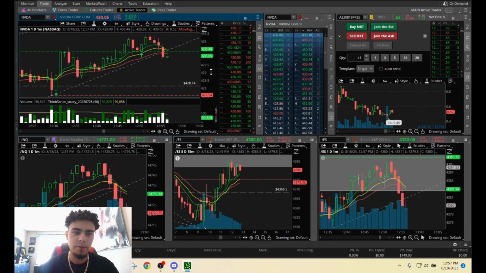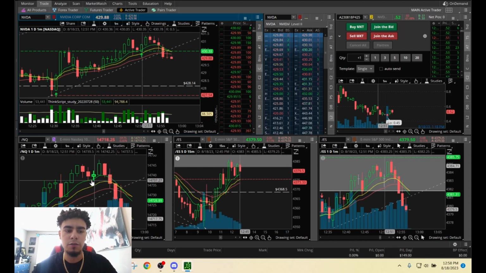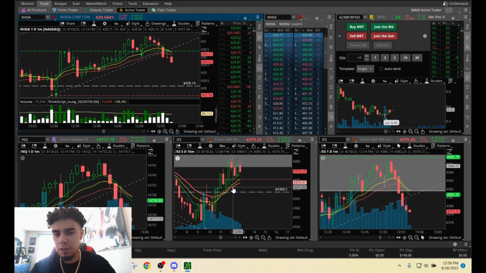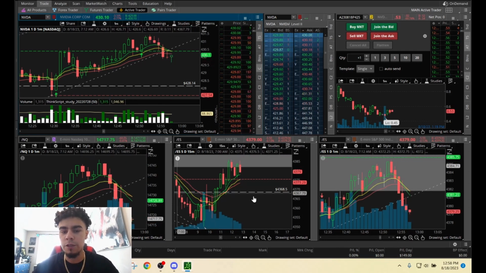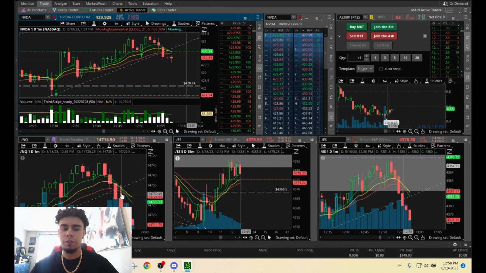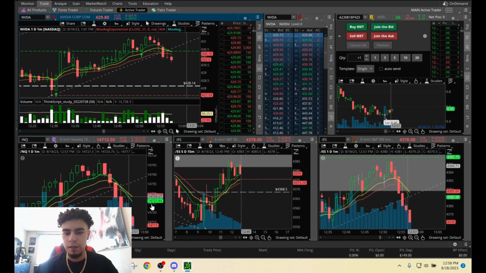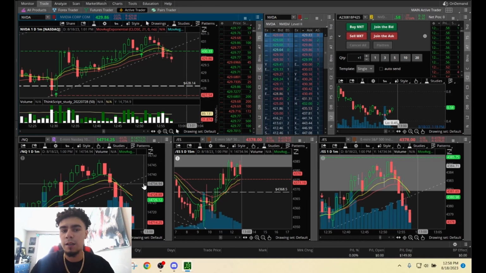Right now on my screen, you can see I have NVIDIA open on the top, and then on the bottom I have NQ, which is the NASDAQ futures, and then I also have ES, which is the S&P 500 futures. The reason I watch these futures is because NVIDIA is listed under both of these indexes. So when the index has a certain move in one direction, a lot of times it's going to bring a lot of those stocks with it.